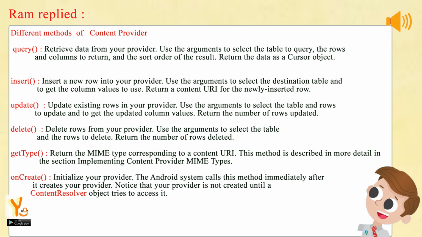getType: return the MIME type corresponding to a content URI. This method is described in more detail in the section on implementing content provider MIME types. onCreate: initialize your provider. The Android system calls this method immediately after it creates your provider. Notice that your provider is not created until a ContentResolver object tries to access it.